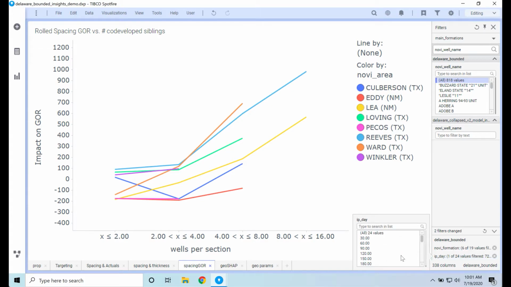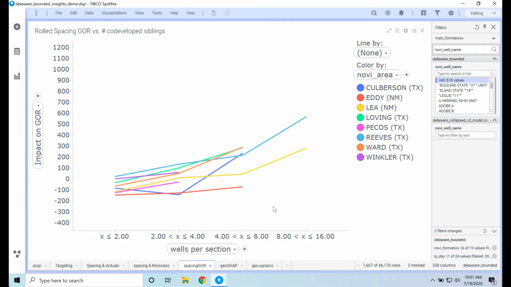So we can also look at the impact on gas-oil ratio, not just the impact on oil. And here I have wells per section on the x-axis. This is taking our neighbor count variables and our parent count variables and rolling those up together. And on the y-axis, I have impact on gas-oil ratio. Again, that's Shapley values. And we produce a value for every single time step that we make a prediction for. So that's going from 30 days out to 720 days as our standard.